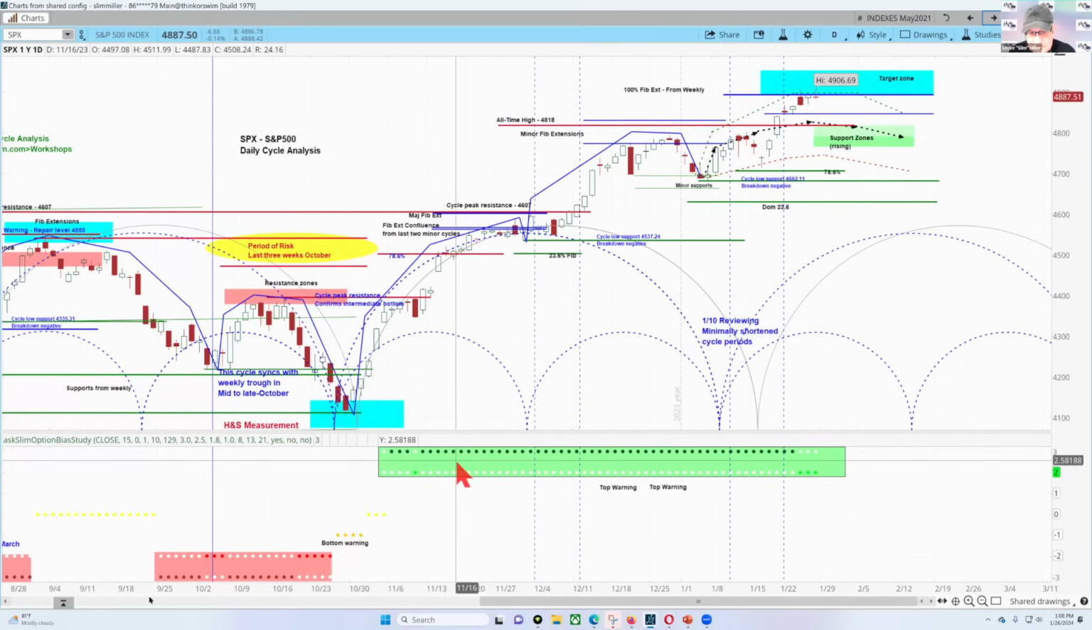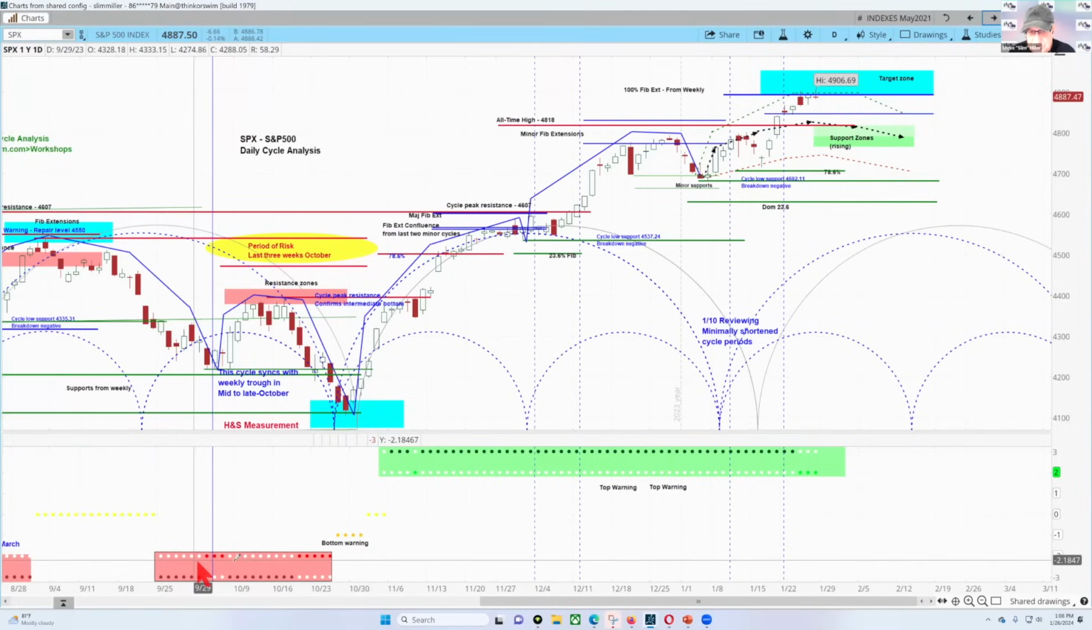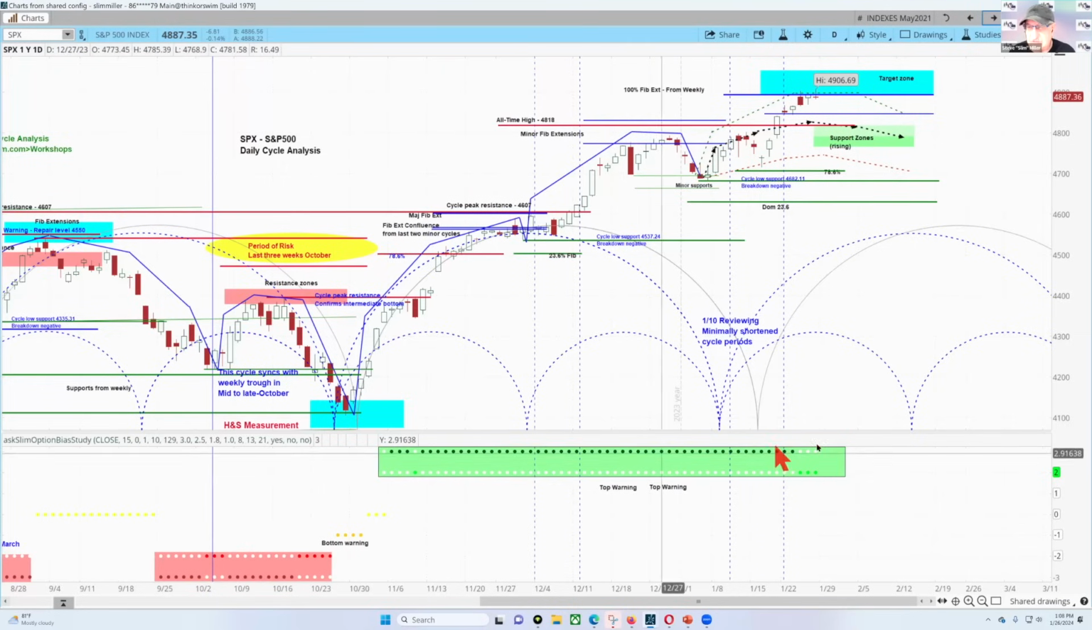So this basically tells you to put your option positions as negatively biased when it's red, and positively biased when it's green. That's good information.